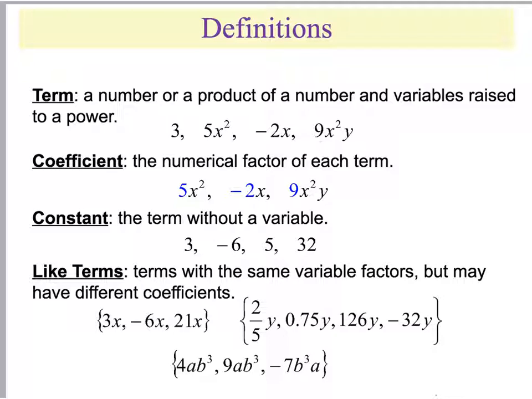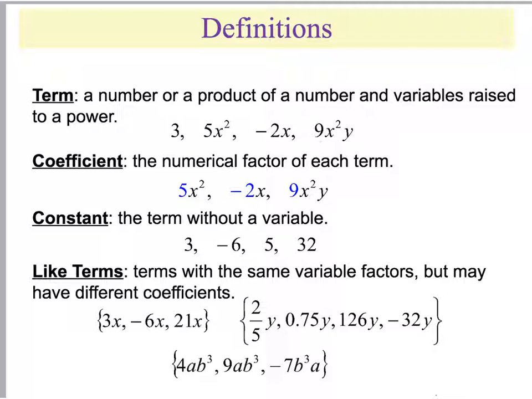The next one we have is coefficient. Coefficient is the numerical factor of each term. So the coefficient will be in front of the variable, so it'll be the 5 or the negative 2 or the 9. And coefficients only go with variables. When they're by themselves, they're what we call a constant, which is a term without a variable. When we're discussing like terms, they are terms with the same variables, but they may have different coefficients.